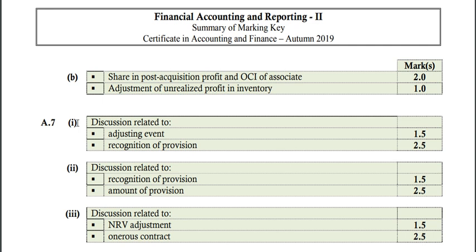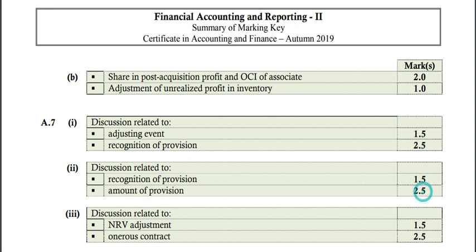Look here, in the first portion 4 marks are asked, but it is divided into 2 segments. Same goes with the second portion, 1.5 and 2.5, and the same goes with the third point, that is 1.5 and 2.5. So as we have seen, all are broken into different portions, which makes it easier to score marks.